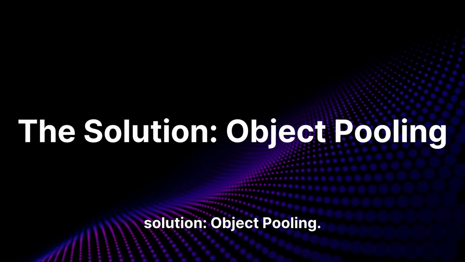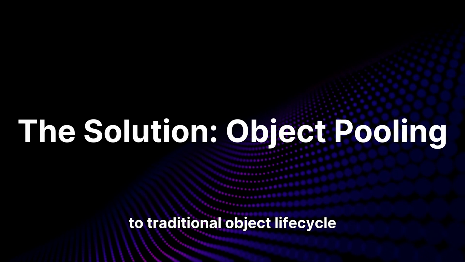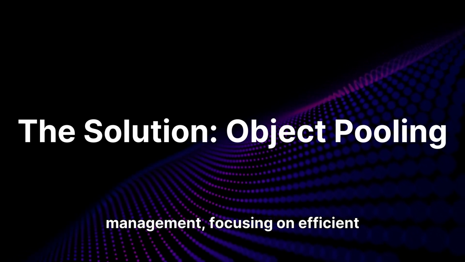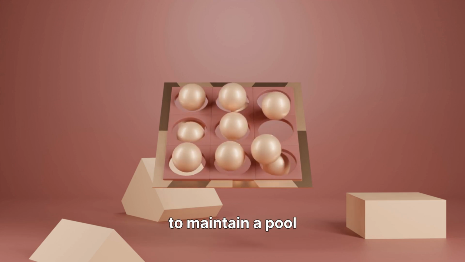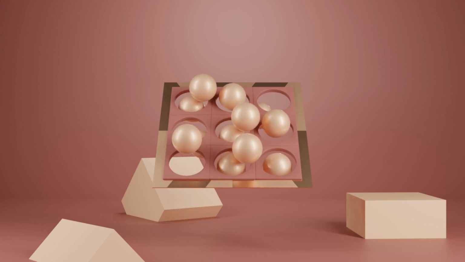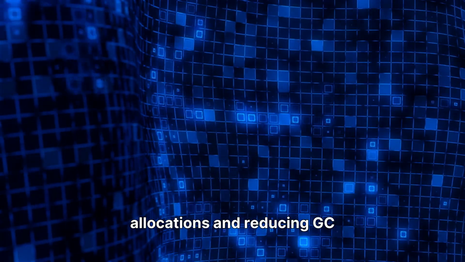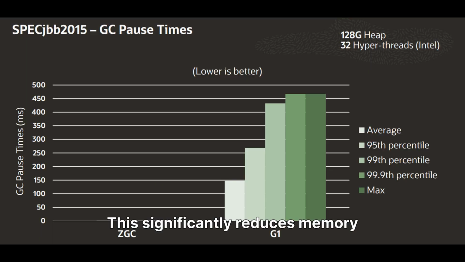Now, let's introduce the solution: object pooling. This elegant design pattern offers a strategic alternative to traditional object lifecycle management, focusing on efficient reuse. The core idea is to maintain a pool of ready-to-use objects instead of creating new ones on demand. Objects are kept alive and available, minimizing allocation pressure. When an object is needed, we retrieve it from the pool. When no longer needed, we return it for future reuse, avoiding new allocations and reducing GC load. This significantly reduces memory allocation and garbage collection cycles. It leads to smoother, more consistent performance, fewer application pauses, and a responsive user experience.